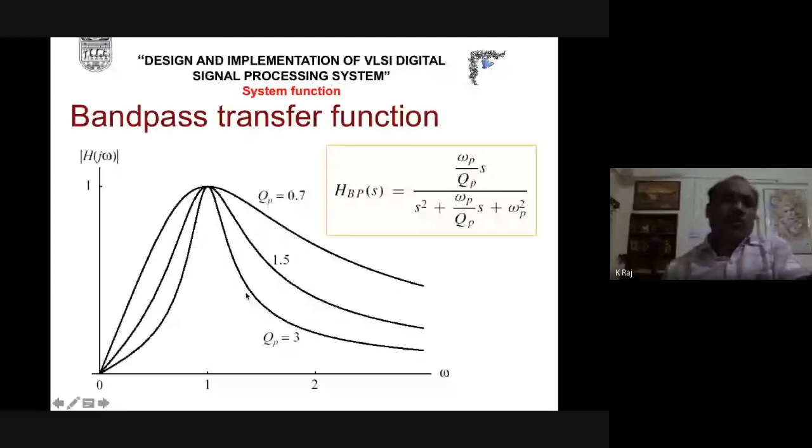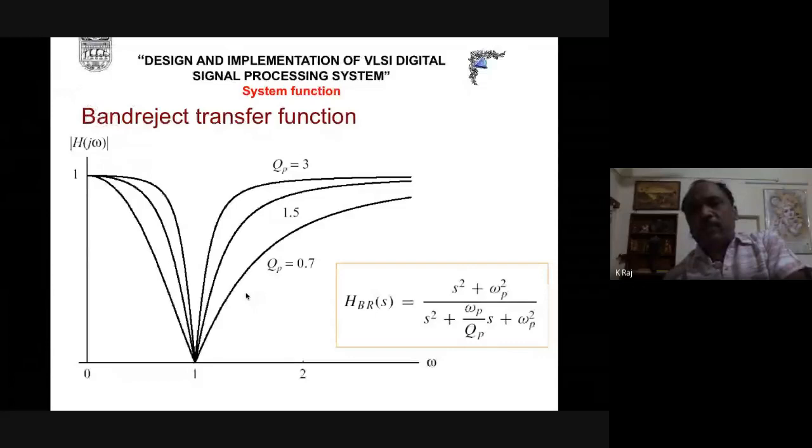Now, for the band reject filter, the transfer function becomes s square plus omega_p square divided by s square plus omega_p upon Q_p s plus omega_p square. And as we increase Q from 1 by root 2, what is happening? Again, the bandwidth of the rejection portion is decreasing.